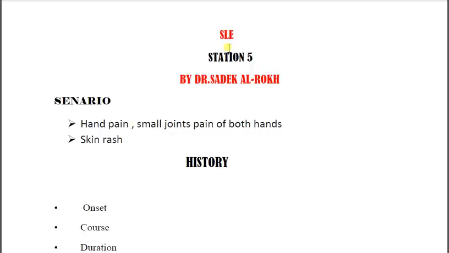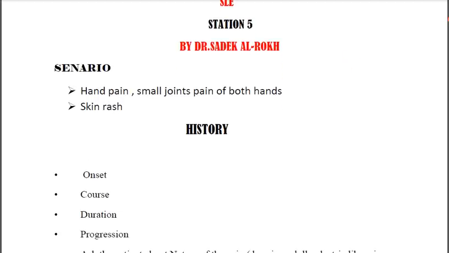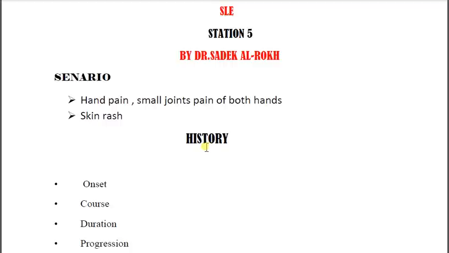Okay, we are going to proceed with the case as a case of small joint pain of both hands, which is more frequent in the exam. How to approach this case? As we know, the focused history, focused examination, and addressing the patient's concern.